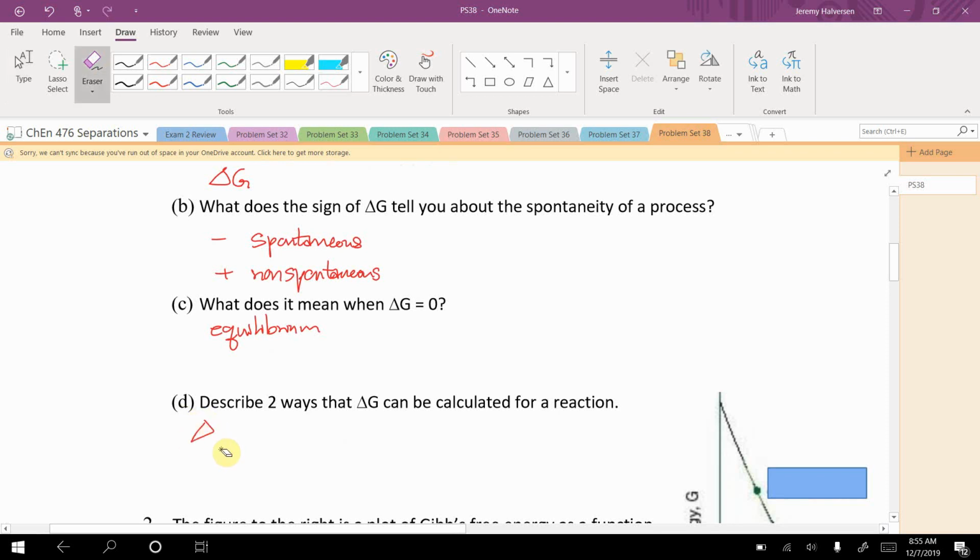Then, describe two ways that delta G can be calculated for a reaction. One is that if we have delta G of formation values, delta G of a reaction equals the sum of n times delta G of formation of products minus the sum of n times delta G of formation of reactants. That's going to give you the delta G naught value, at standard state. Again, standard conditions are 1 atmosphere and 25 degrees Celsius. That's for thermodynamics. Gases were different, right? Gases was 1 atmosphere, 0 degrees Celsius.